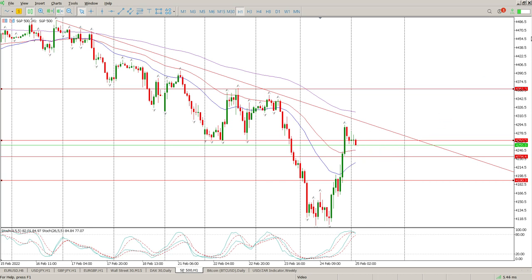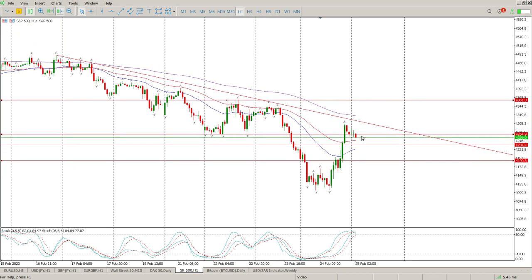I do expect us to have some kind of a pullback now on the Asian session, and then as Europe wakes up and starts announcing what they're doing, I expect another sort of bounce up. Ultimately, the trend is still down. So you can see on the hour, we are below the moving averages. Trend is down. We should be looking for an opportunity to be selling.